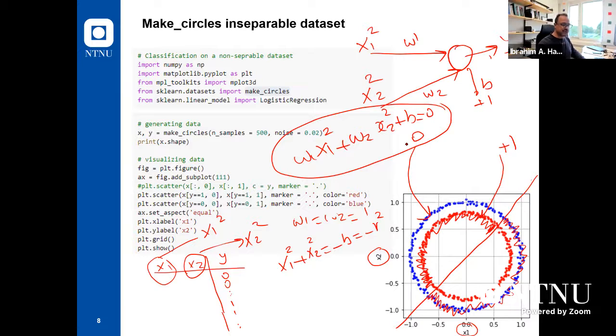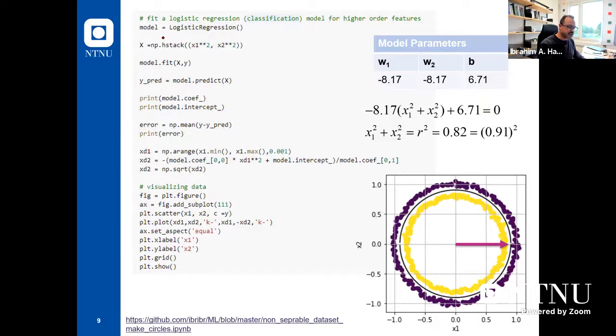So in fact, I just used a logistic regression model, or linear regression model. The input to the model will be x1 square and x2 square. So instead of using x1 and x2, I will use x1 square and x2 square. I will use the data set for fitting my model, for training my model, and after that I will use it for predicting, and I will print the model coefficients.